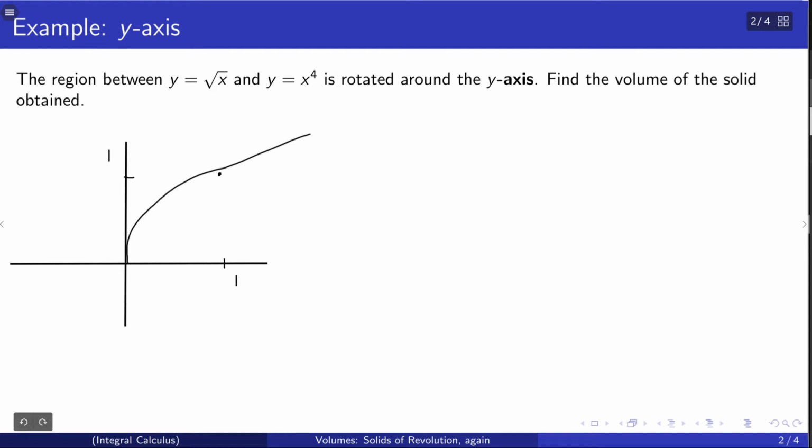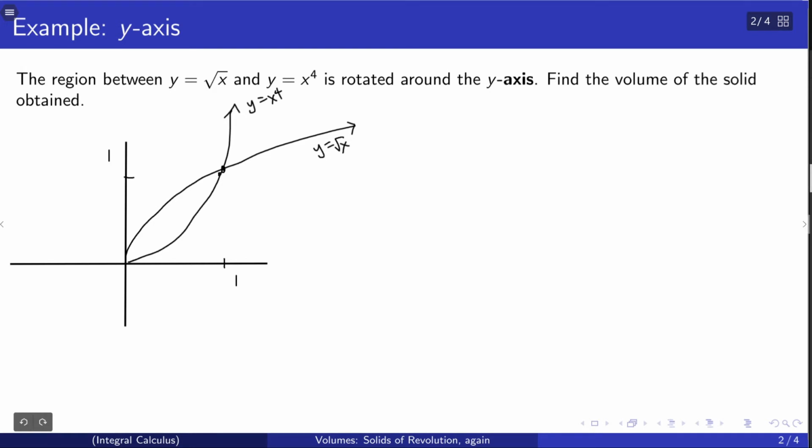Okay, so this is the point (1, 1). This is square root of x, this is x to the fourth power.